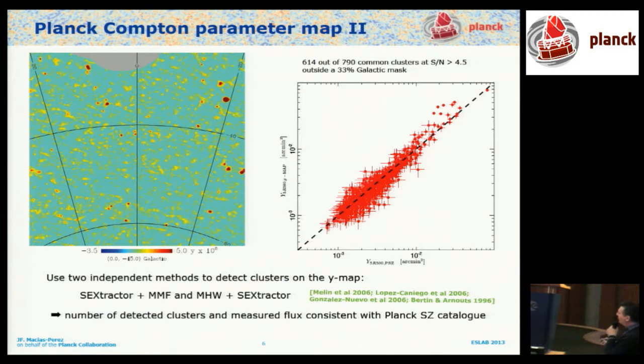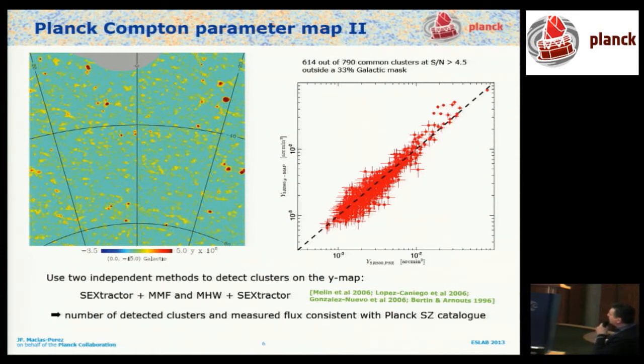So we can now compare the map with previous statistics from Planck. In particular, we can compare it to the Planck SZ catalog. Here you have a zoom of the map, where you can see the clusters very, very well individually. What we did is use independent methods to detect clusters in the Y map. In particular, we use two of them: SExtractor to detect the point sources, and then the multi-match filter to compute the flux on the Y map. We also use the Mexican hat wavelet to detect clusters and SExtractor to compute the flux.